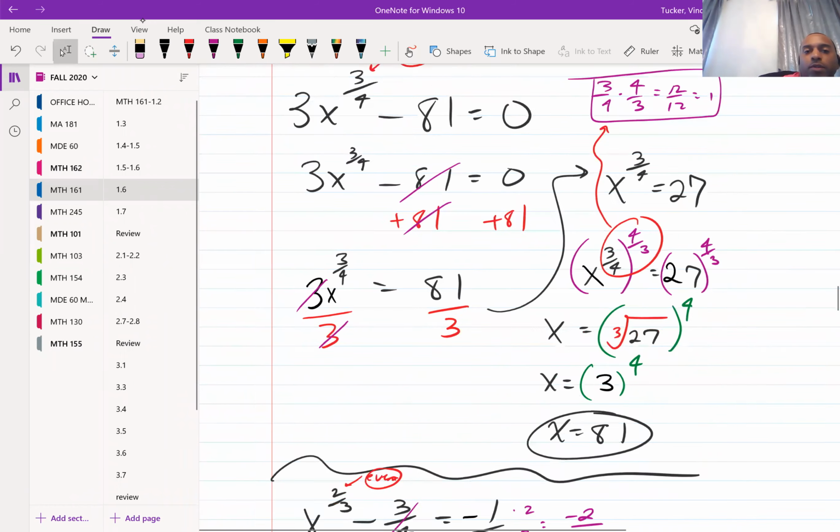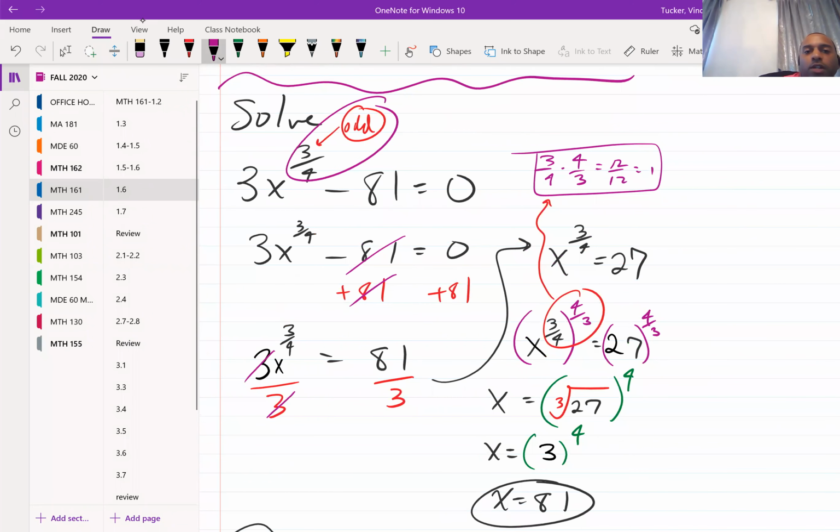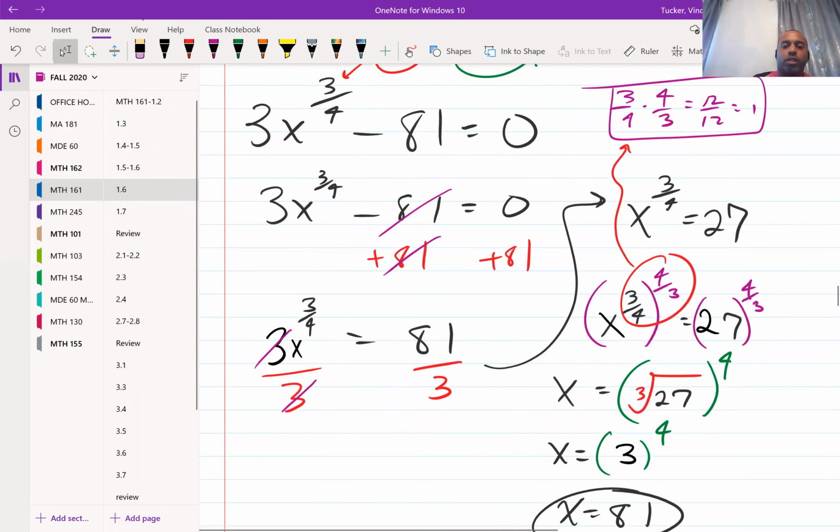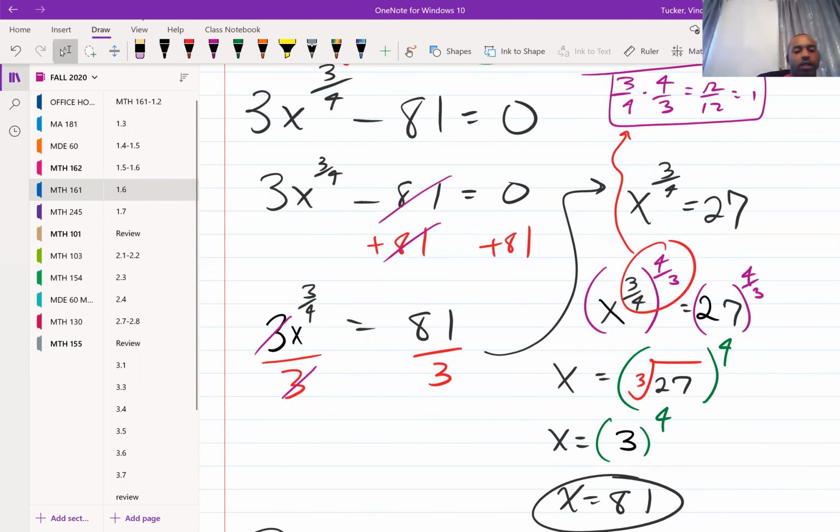So notice, let me go back here. Our top number was odd, and so we only had one solution. Because our top number was odd, that means we got one solution. So any questions before we do this again? But this time we'll have our numerator be even.